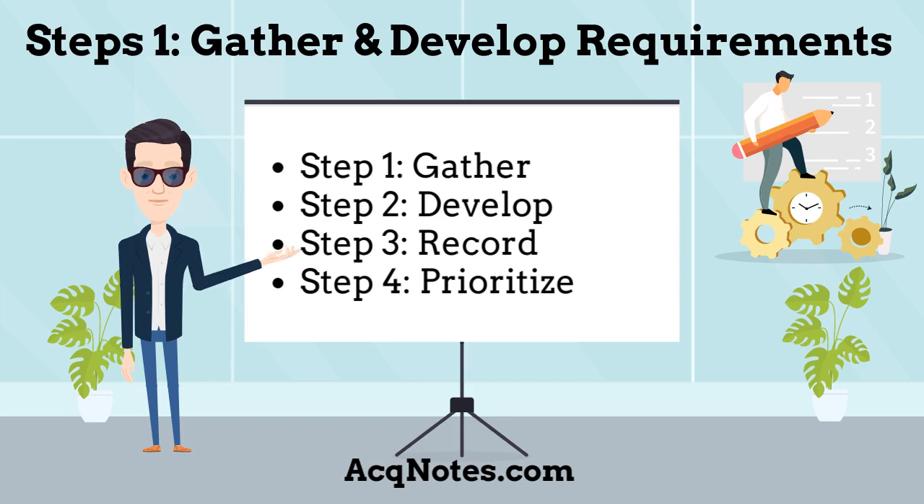The first step of the requirements development process is to gather and develop the requirements. Within this step there are 4 steps. These steps are gather, develop, record, and prioritize. During gathering, you gather requirements from multiple places to include the concept of operations, stakeholder needs, objectives, and other external requirements. Next is, develop requirements.